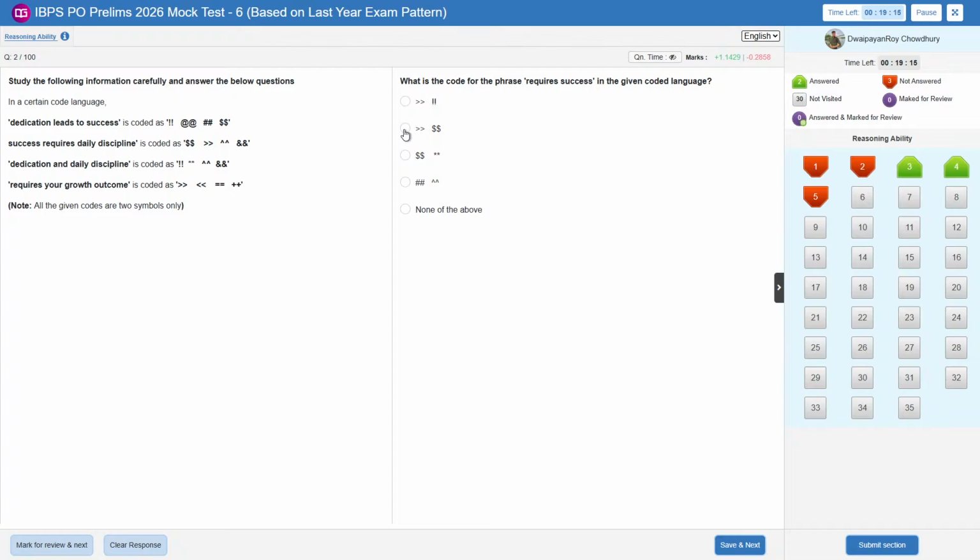So then it can be, okay, success here also. So get this one. If growth is coded as this, outcome is coded as what? What is the code for year? So plus is already gone. This is gone. This is gone. So less than. Only one remains. Growth mindset. Okay, I'll do it later.